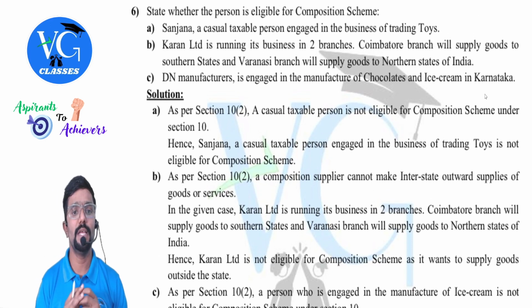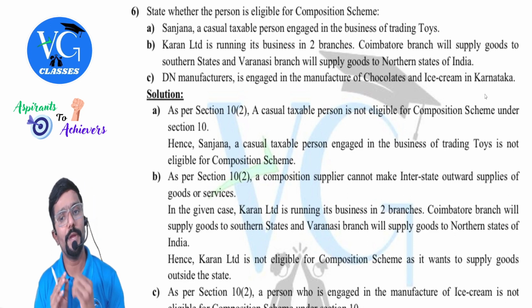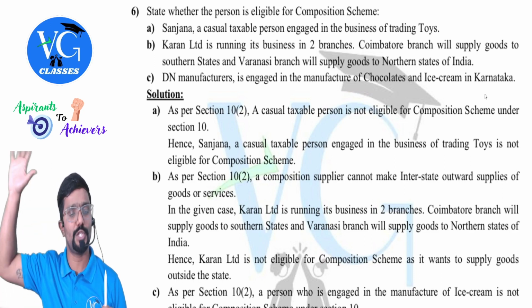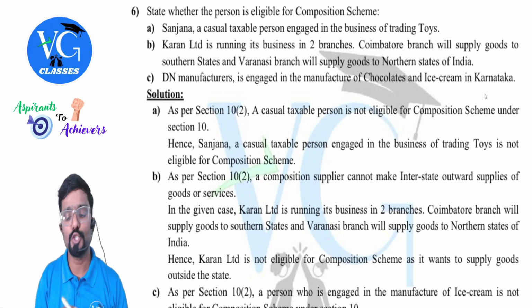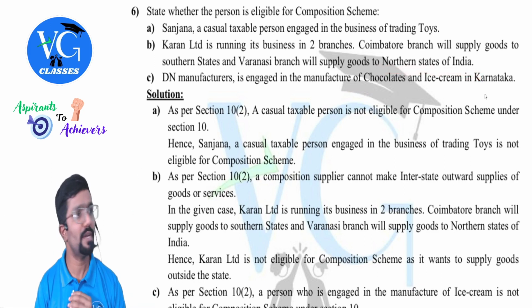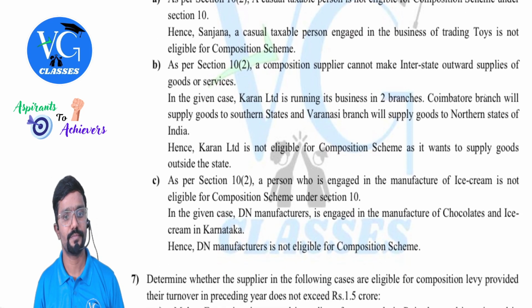Current Limited is running its business in 2 branches. Coimbatore branch, part of Tamil Nadu, will supply goods to southern states, and Varanasi branch, part of Uttar Pradesh, will supply the goods to northern states, not within the state, other states. Can they do it? No. Composition scheme is not available, guys.